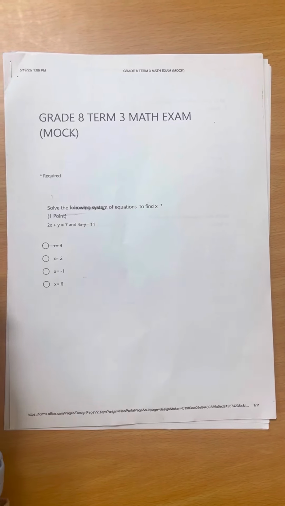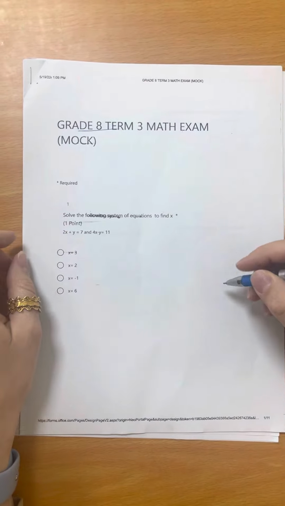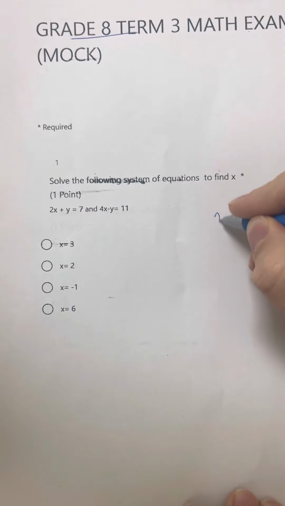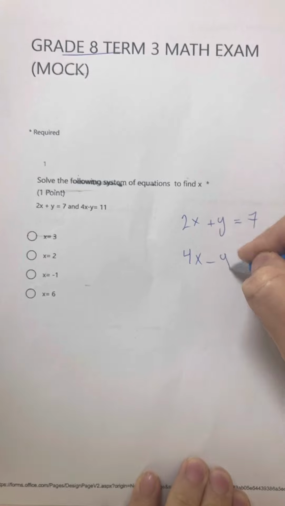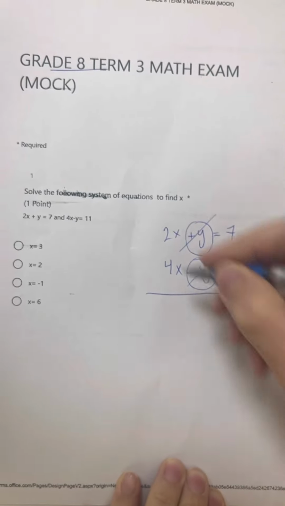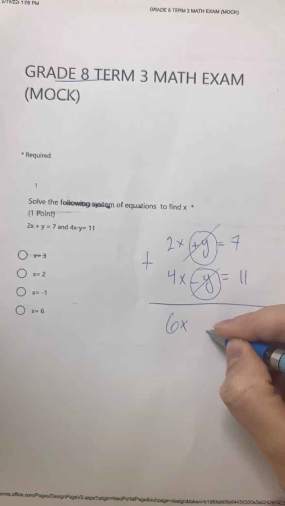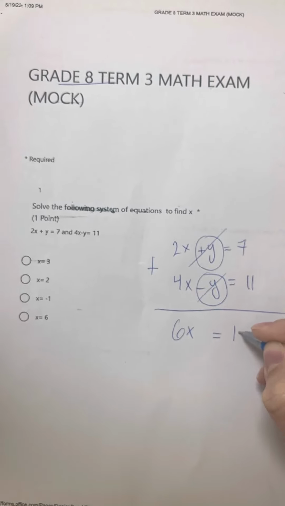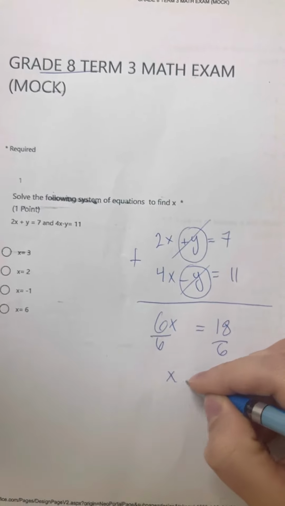The way that we will use to solve the mock exam for grade 8. So the first equation, we want to solve the system. So I write the system again vertically, and then since I have y repeated 2 times, I cancel it out and I add the equations. So the equation will be 6x equals 18. I divide by 6, so x is 3.